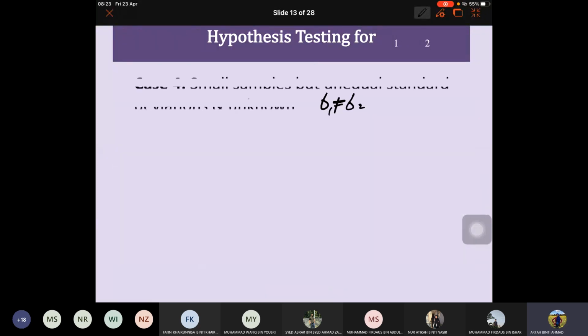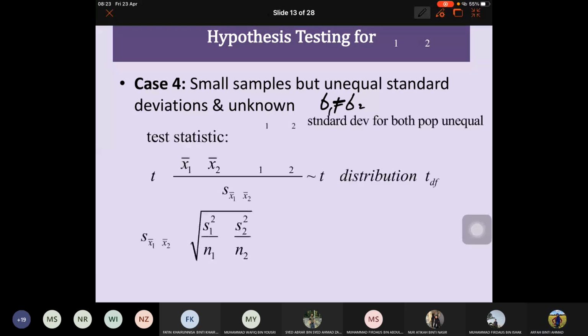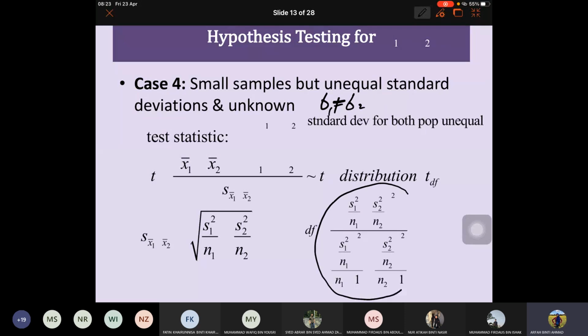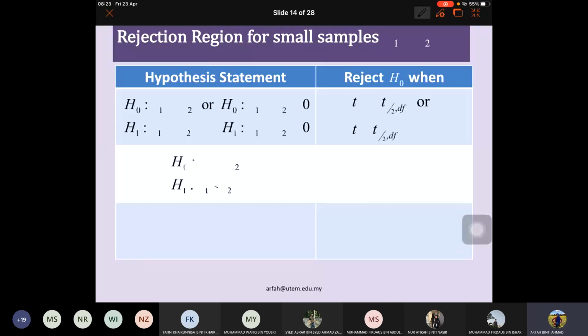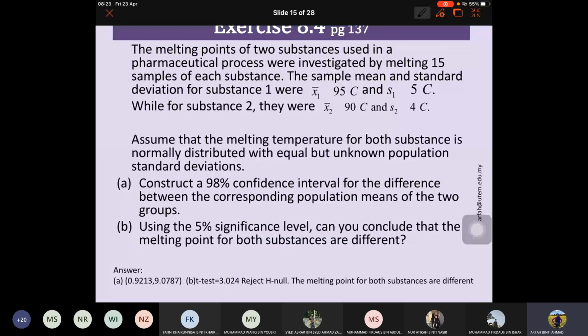Okay. So from here, we will calculate the standard deviation for the difference of the mean, but the difference is only in calculating the degree of freedom. Okay. Then the hypothesis statement is the same, with the rejection region. So we have gone through this exercise.